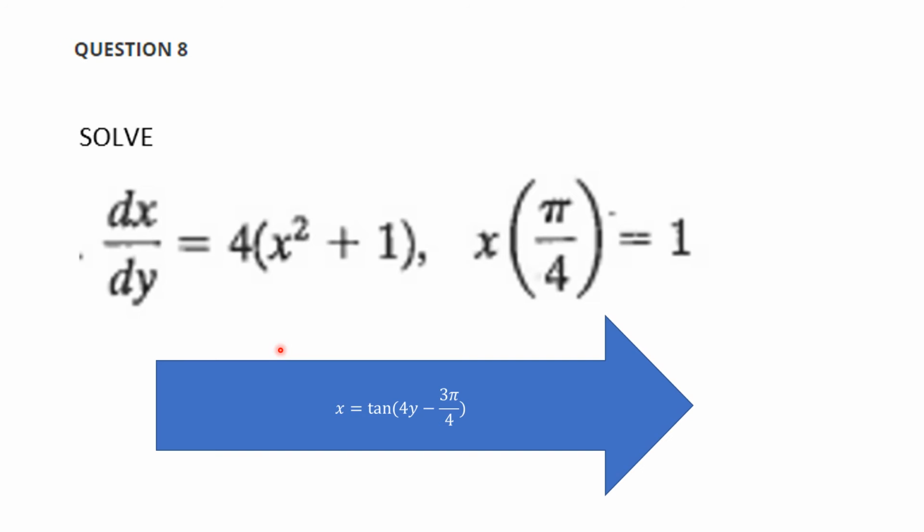Question number 8 was separable, and it was an initial value problem. You should have gotten x is equal to the tangent of (4y minus 3 pi over 4).